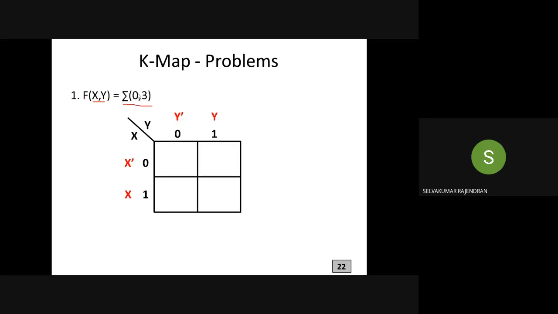Here the minterms 0 and 3 are given in the Boolean function. So you can number the cells and mark the 1 in the corresponding cells. There are 2 ones, but their positions are diagonal. We cannot combine these two ones as a single group. That is not allowed in the K-map. So you group them individually.